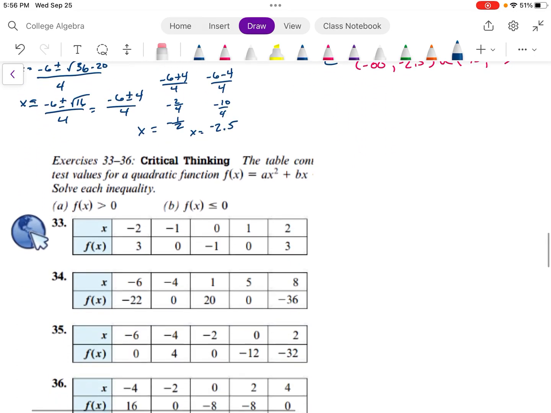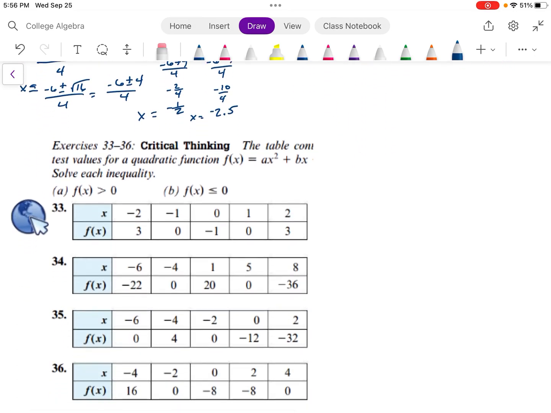All right, let's skip down here. Now they're giving us another format to do the same type of thing, but instead of asking what my x-intercepts are, they want me to use a table of values to figure out these inequalities. So again, part A, when are my y answers, because that's what f of x is, the y answers of the ordered pairs, bigger than 0? So when are they positive? That's part A.